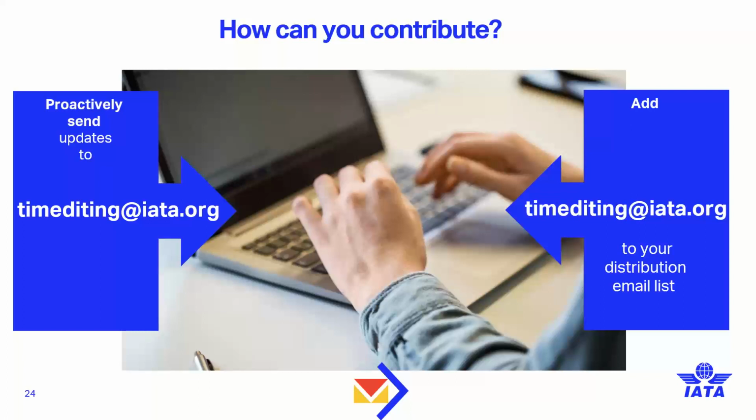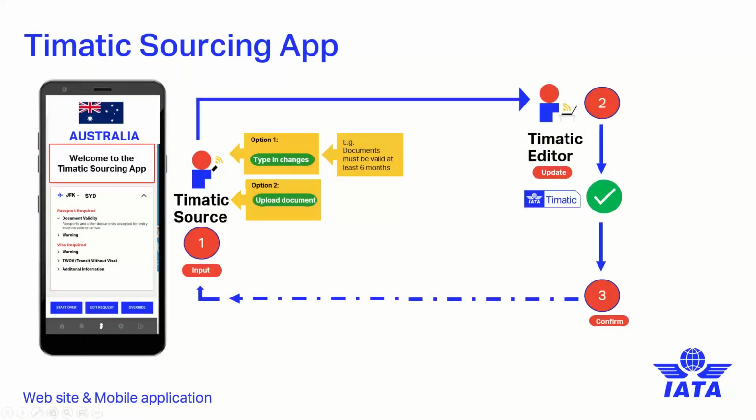Now, in addition to this simple communication channel, and based on feedback received from some of you, we are now considering creating an app that you could use to submit changes instead of emailing them to us. So at this point, we would like to assess whether there is enough interest among governments before we start developing this app. The idea is to enable you to be more agile in providing updates and have more control over the data that goes into Timatic.